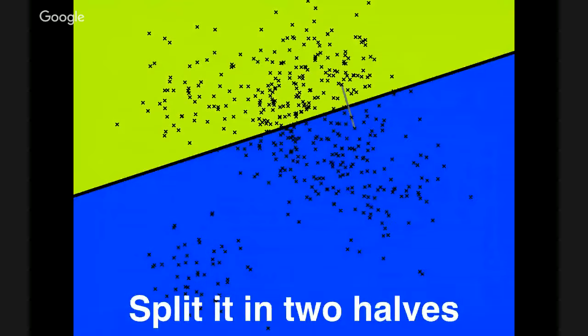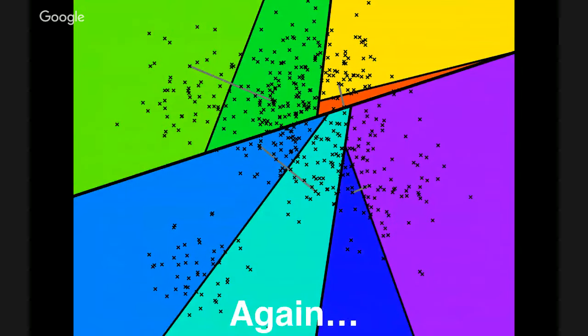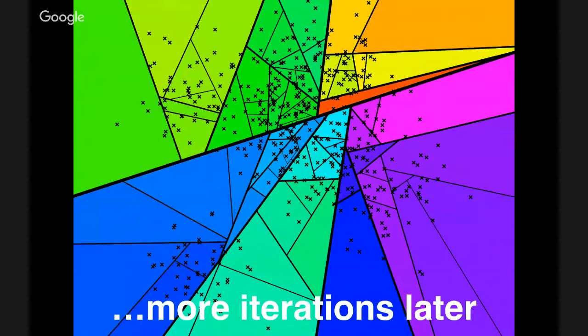So we want to build a data structure, and this is how we build it. We take the point set and split it in two halves by a random vector. Then we recursively split those subspaces by random vectors. So now we have a binary tree with four leaves, and we keep splitting until we get this binary tree.